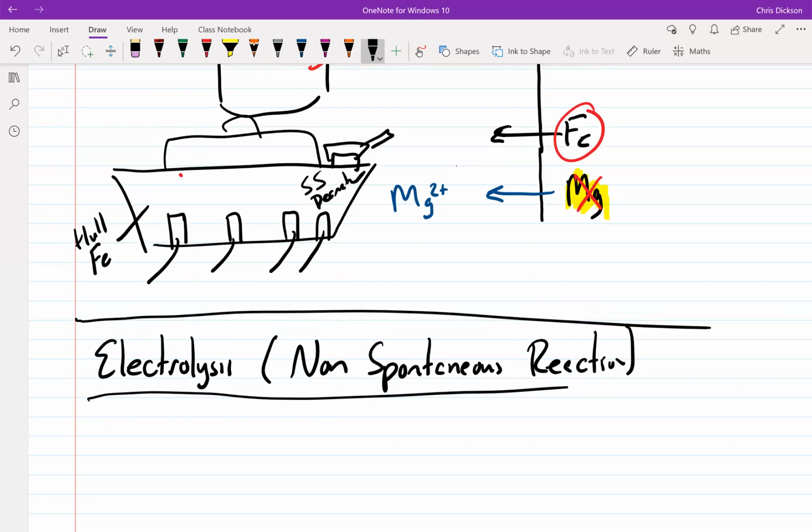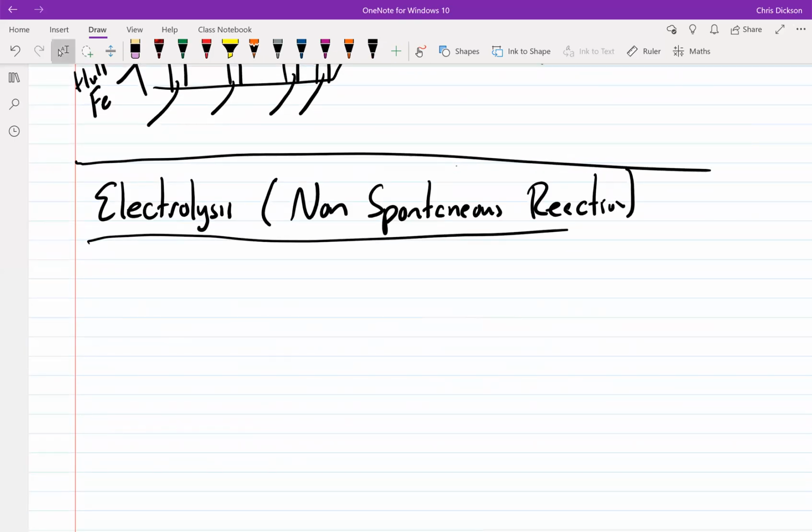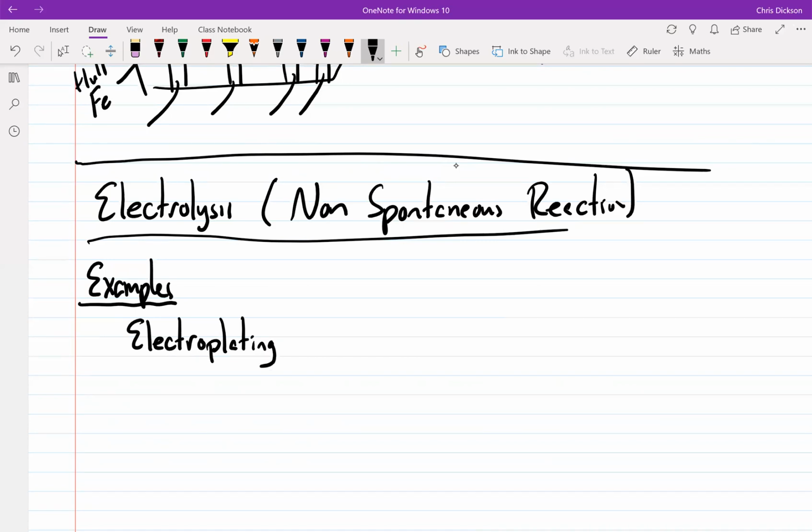Okay, so let's just do two brief examples of where we see this technology being used here. The first would be if you are trying to plate something. We refer to this as electroplating, and this is done quite often with electronics.